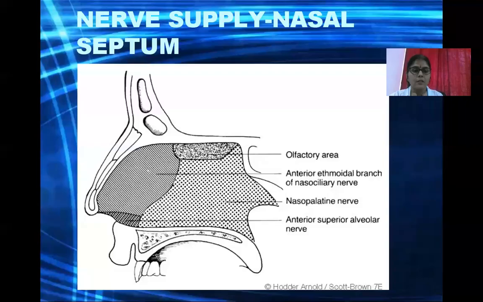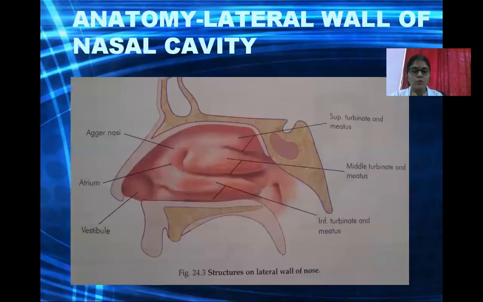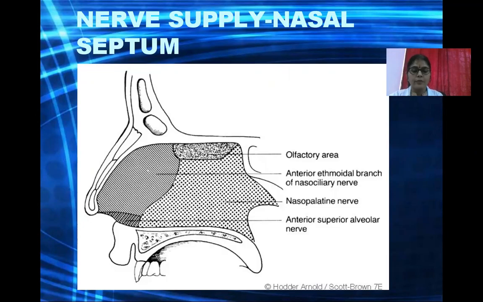The nerve supply to the nasal septum is from the maxillary division of the trigeminal nerve, which gives off the anterior ethmoidal branch, nasopalatine nerve, and anterosuperior alveolar nerve. All are branches of the trigeminal nerve, and it also has an olfactory area, which is supplied by the olfactory nerves.